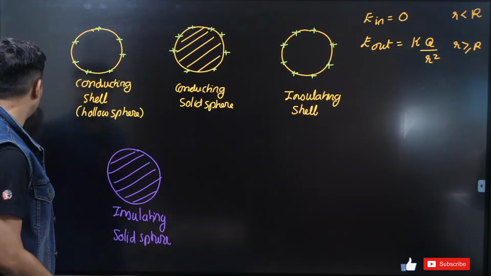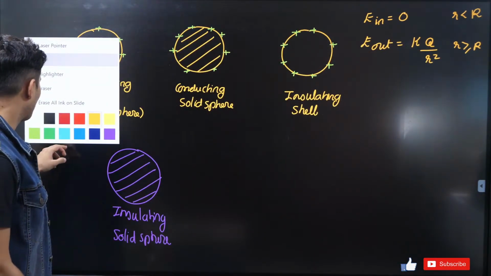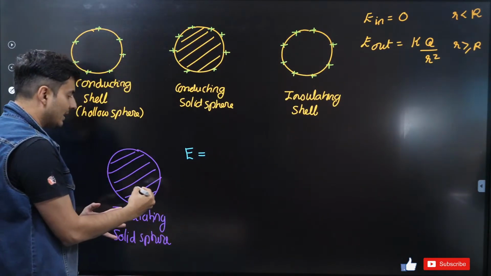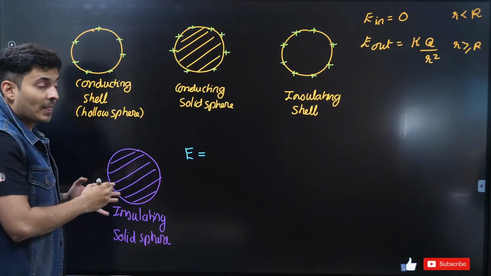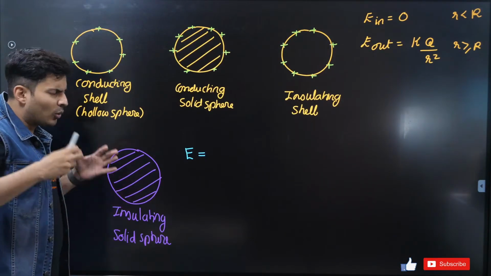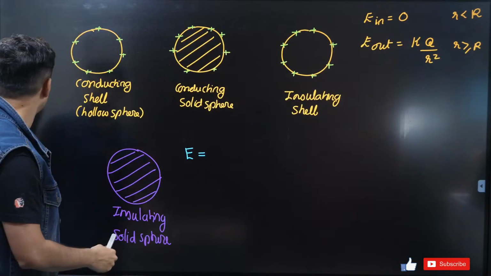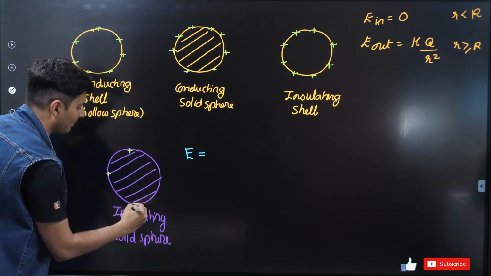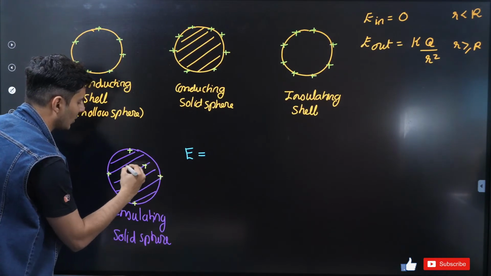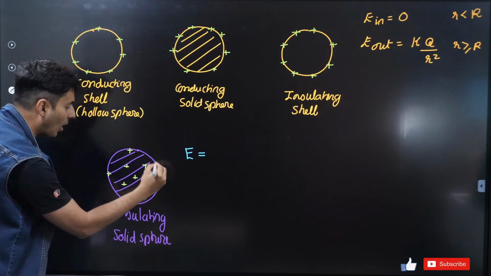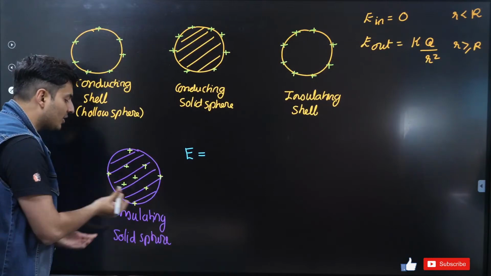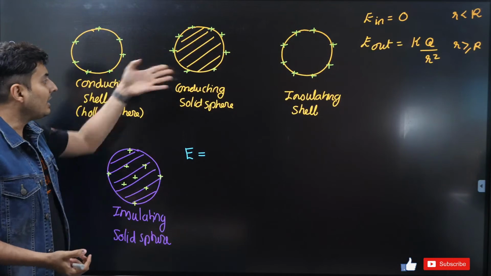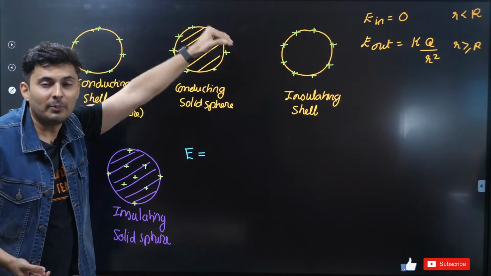If you look over here, what should be the formula? The formula for the electric field when you are inside will be different, and outside will be the same. The reason being, in this case the charges are not just on the periphery, but they are also distributed in the volume of that solid sphere. It's insulating, so the charges can't move. In conductors, they always move.